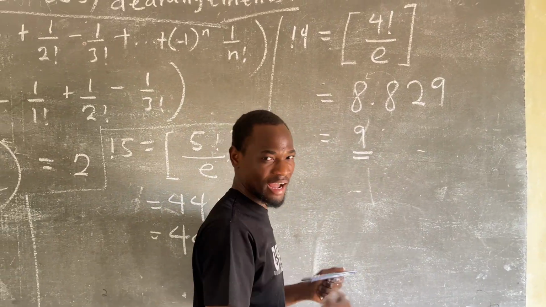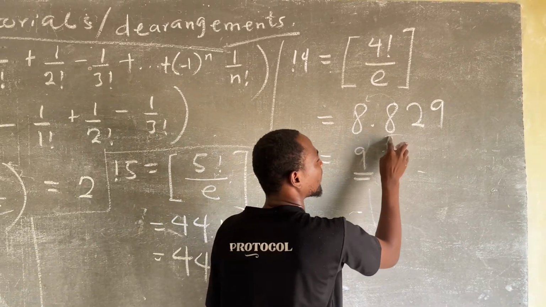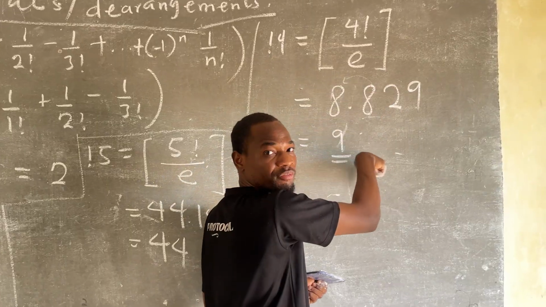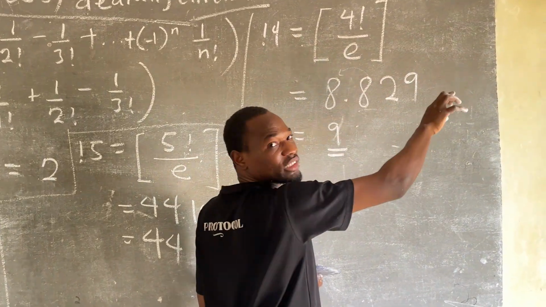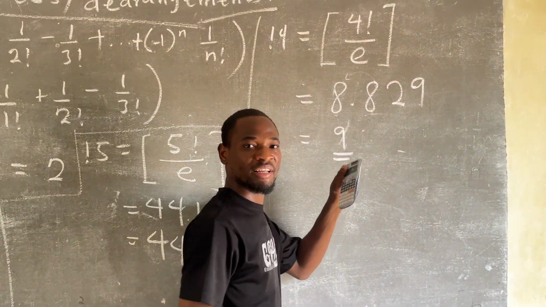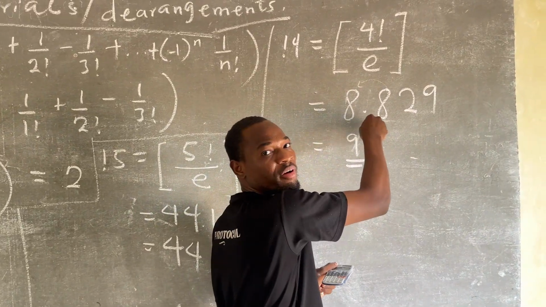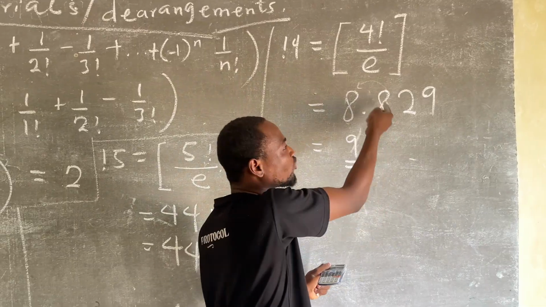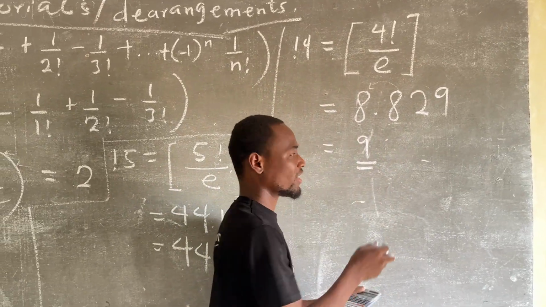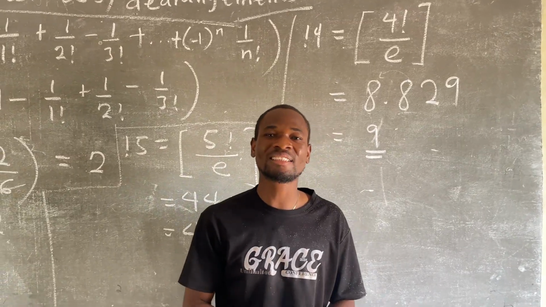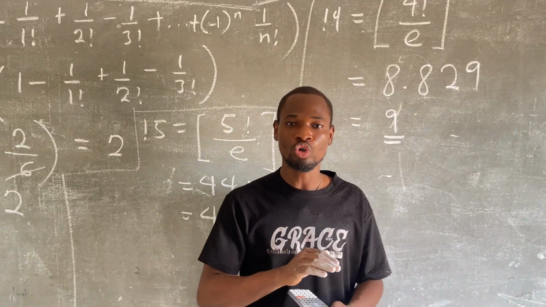This is the answer. So if this decimal part is below 5, you just discard those numbers and take the whole number part. But if it is 5 and beyond, you add 1 to the whole number, and that becomes your final answer. Viewers, this is the end of this simple tutorial.